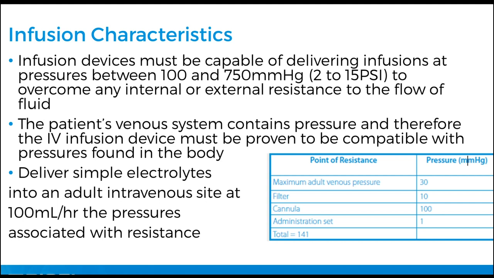The patient's venous system contains pressure, and therefore the IV infusion device must be proven to be compatible with the pressure found in the body. And we have a table there which gives approximations of delivering fluid, what the filter is, what the pressure to overcome is for the cannula, etc. And typically it's been estimated that the full system could be 140-ish millimeters of mercury.